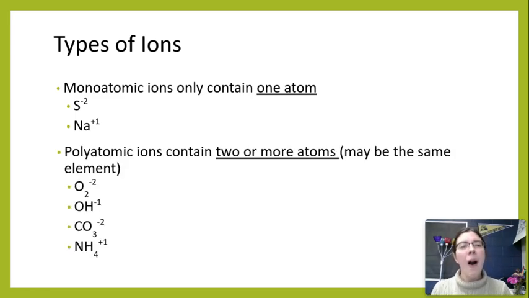We also have polyatomic ions, and polyatomic ions have two or more atoms that are grouped together, and overall that whole compound has a charge to it. And these atoms may be the same element or may be different elements. So we have O2 minus 2, which is peroxide, OH minus 1, which is hydroxide, CO3 minus 2, which is carbonate, and that ammonium I talked about earlier, NH4 plus 1. In all of those cases, those atoms function together with that charge to form an ion. So polyatomic ions, multiple atoms bonded together to form an ion.